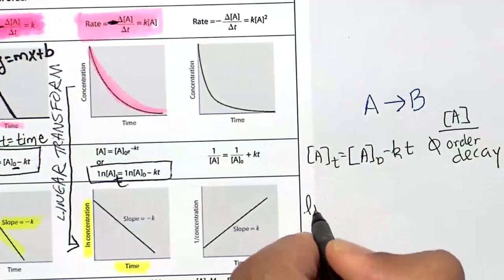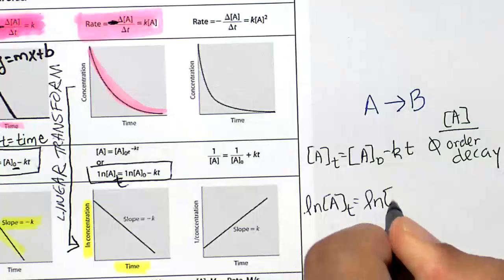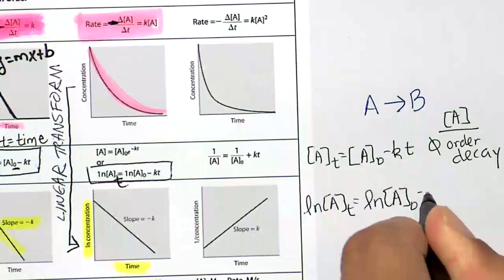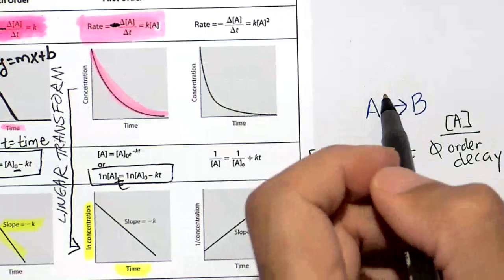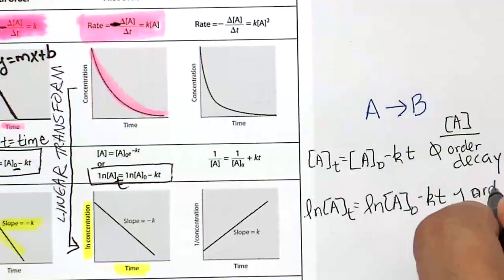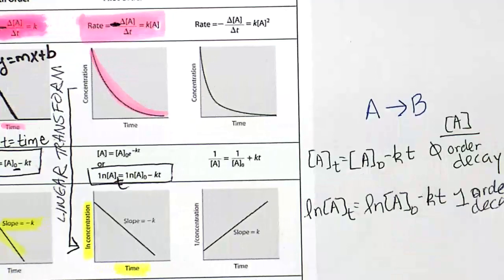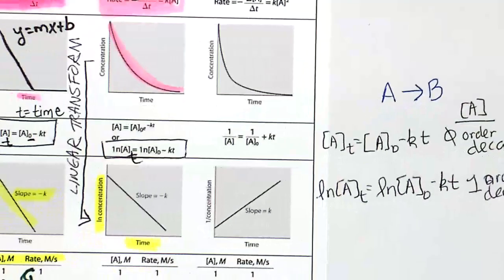So let's write down this equation. Natural log of A at some time t is equal to the natural log of A naught minus kt. This is if for this reaction A has first order decay. This is the equation you'll use. Like I said, bring this to the exam.